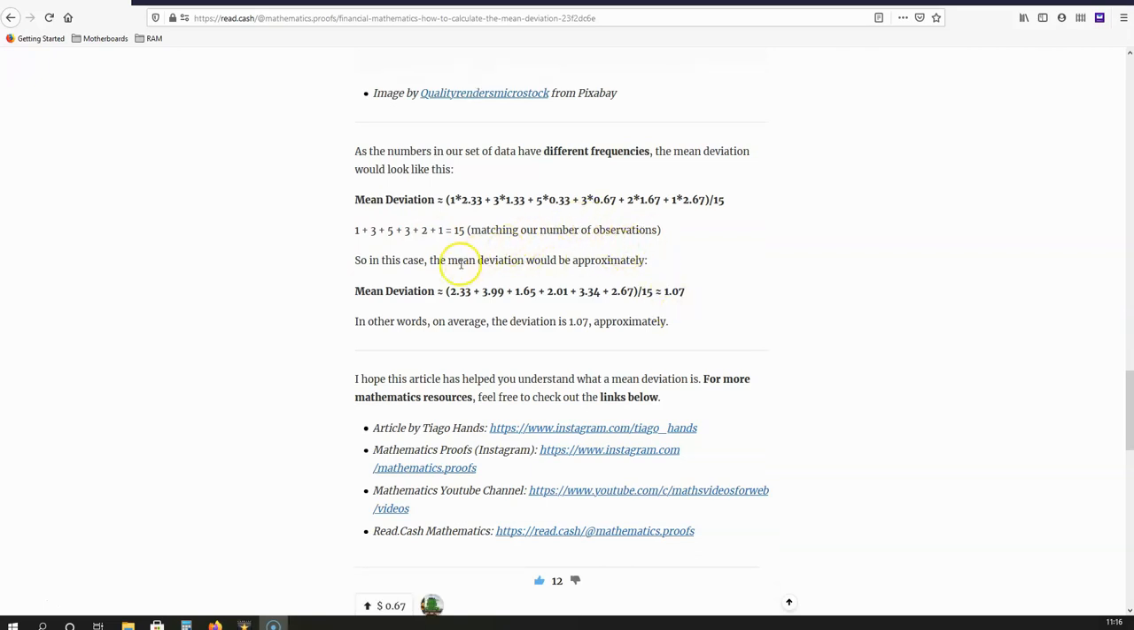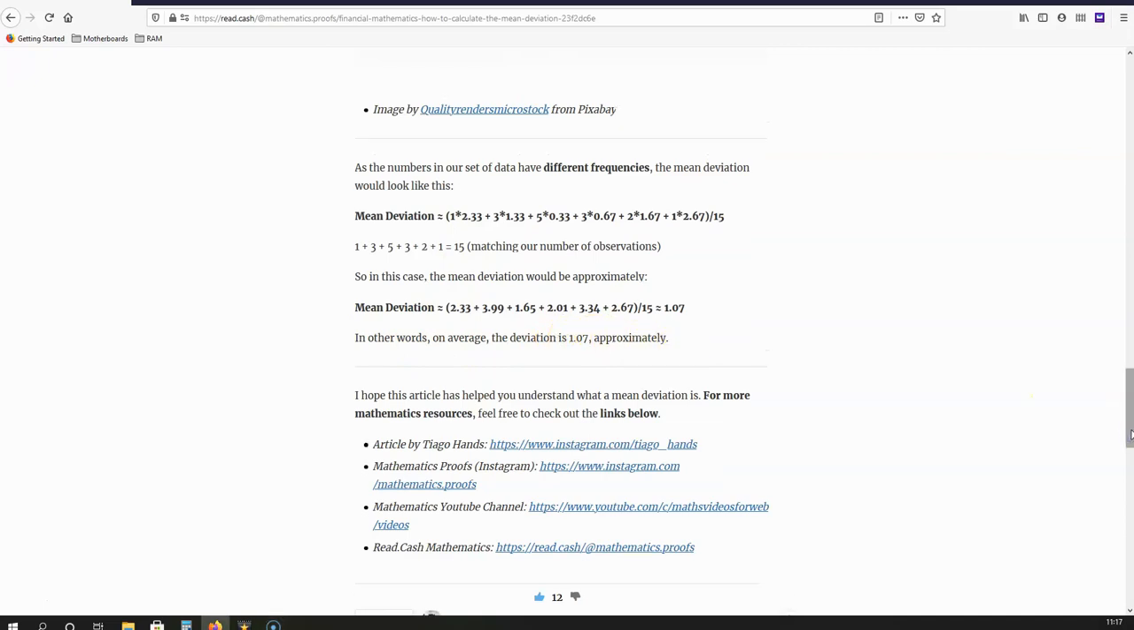To wrap everything up, the mean deviation would be approximately 1.07. That is because the mean, 5.33, was to 2 decimal places. In other words, on average, the deviation is 1.07 approximately. So, that is the mean deviation explained.